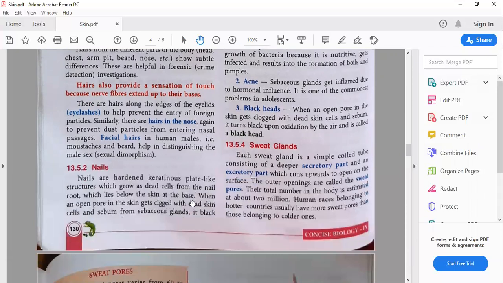Now what are nails? Okay, now what are nails? They are hardened keratinous plate-like structures which grow as dead cells from the nail root, which lies below the skin at the base. The part which is on the upper side, those are dead. Yes, your nail, those are dead cells.